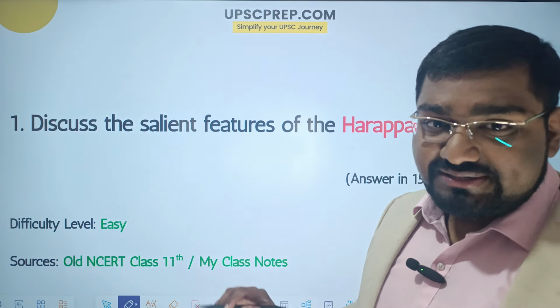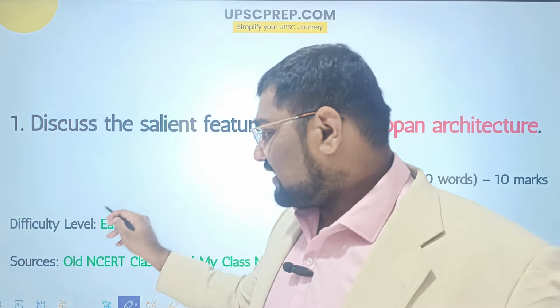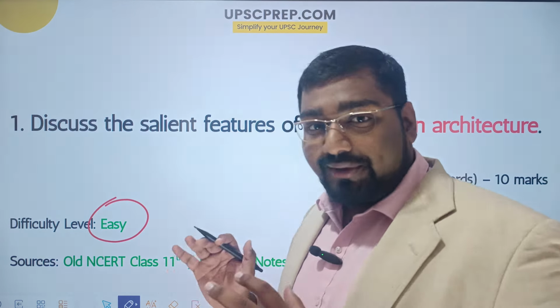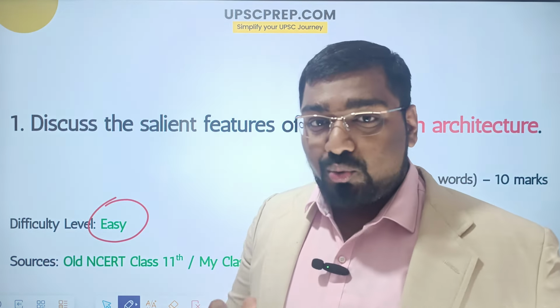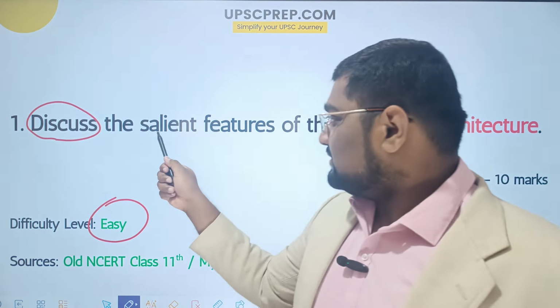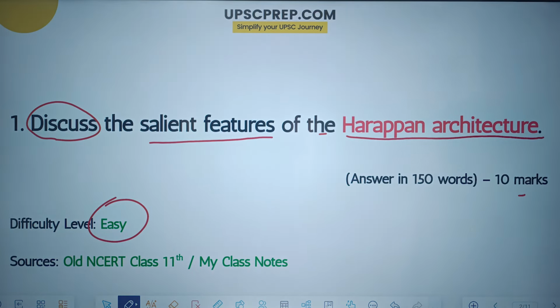Now, you can see the question, it's very easier. You can see the difficulty level I have mentioned here. We will calculate the difficulty level as well. Here we term this question as easier. Why? See the question. Discuss the salient features of the Harappan architecture.